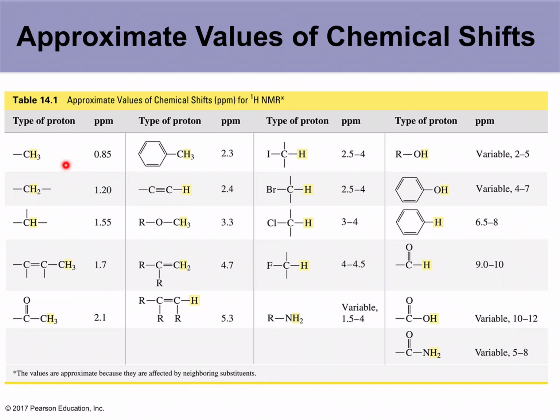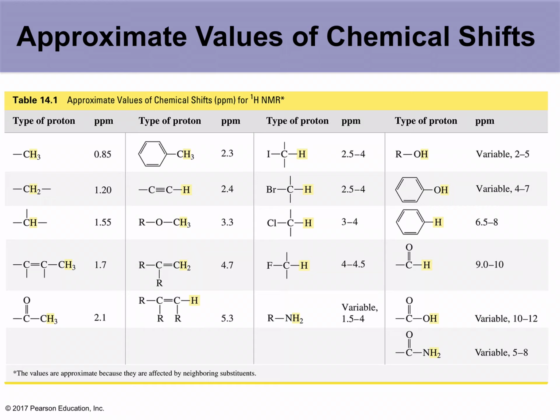Carbon having 3 hydrogens, 0.85. And this is called methylene hydrogens, around 1.2. A hydrogen attached to a carbon which is attached to some more carbons, 1.55. And then a methyl group attached to an alkene group. So you can refer to this table and see where different types of hydrogens appear in the NMR scale.